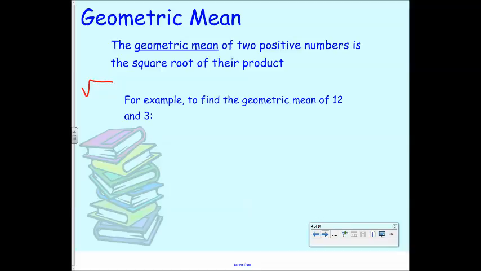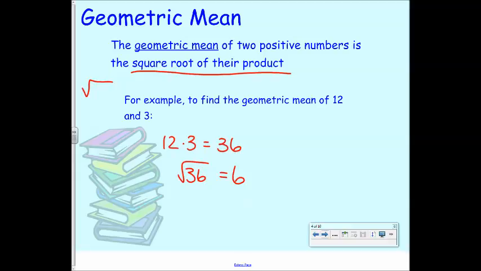All right, so for example, to find the geometric mean of 12 and 3, we're going to take the square root of the product. So what would I do first? 12 times 3, which is 36, and then I would take the square root of that, which is 6. Okay, so the geometric mean is the square root of the product of two numbers. And mean is average, so geometric mean is like our geometric average of two numbers.